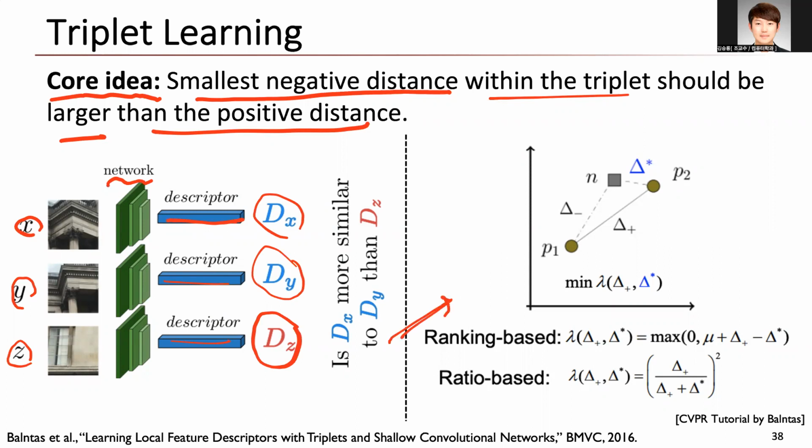So they formulate this kind of philosophy as a triplet loss. There are several kinds of triplet loss, for example, ranking-based methods and ratio-based methods. And it's very simple. We'll skip this one, but the main idea is that the similarity between the positive samples should be increased and the similarity between the other samples should be decreased with a single loss function. So this is a triplet-learning-based image descriptor learning technique.